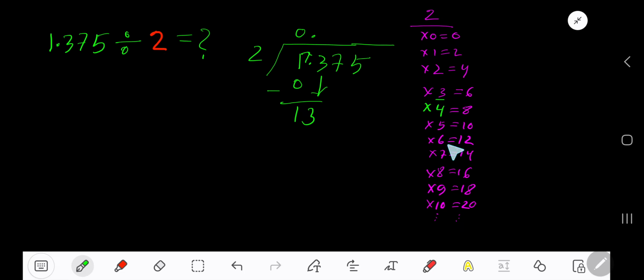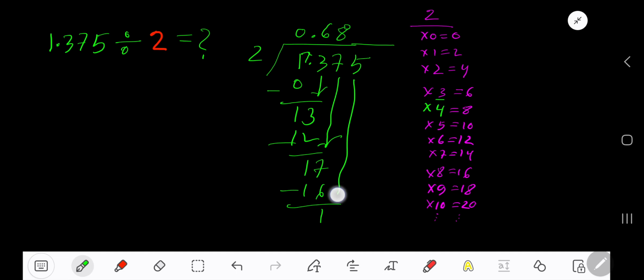How many times does 2 go into 13? 7 times is 14, which is greater. So 6 times. 6 times 2 is 12. Subtract, we get 1. Bring down the next digit. How many times does 2 go into 17? 9 times is 18, which is greater. So 8 times. 8 times 2 is 16.